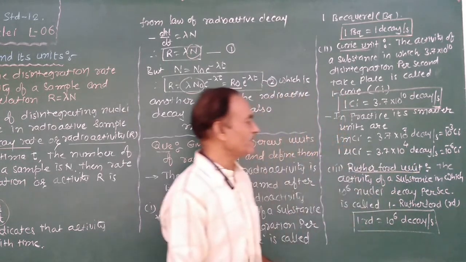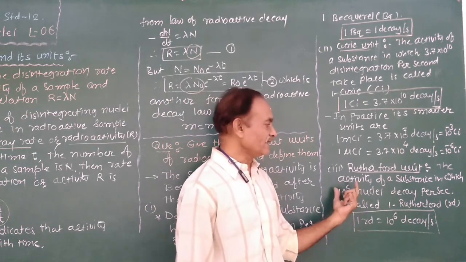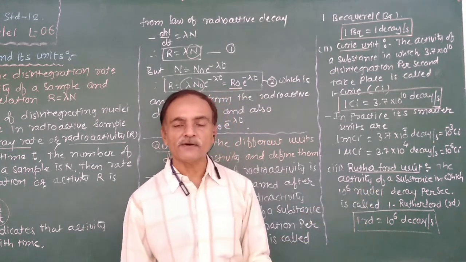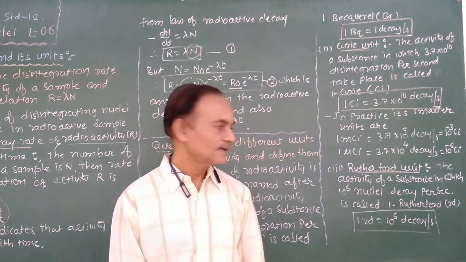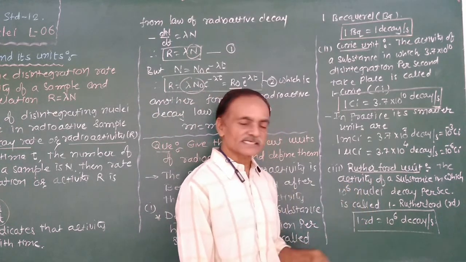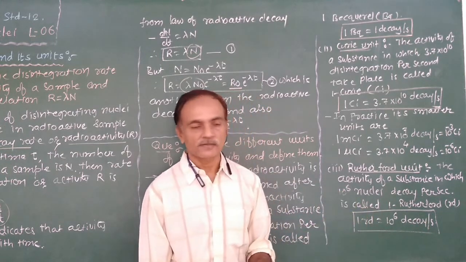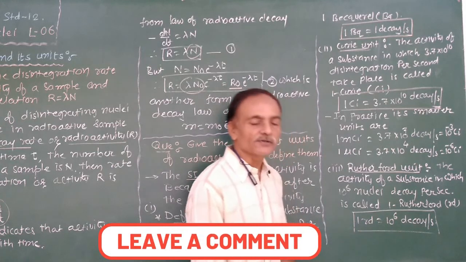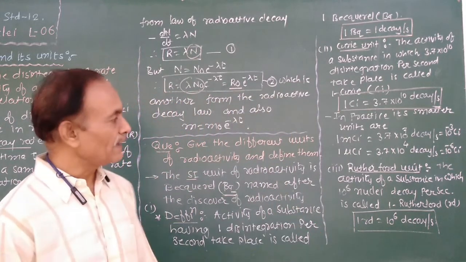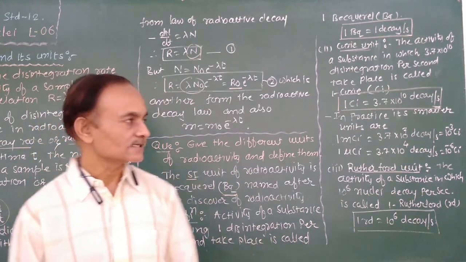Another unit of radioactivity is the Rutherford. The activity of a substance in which 10⁶ nuclei decay per second is known as 1 Rutherford. Therefore, 1 Rutherford is equal to 10⁶ decay per second. So keep in mind these units, because for MCQ type questions they are frequently asked.